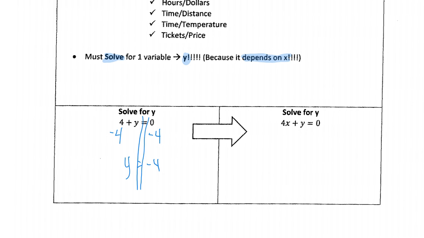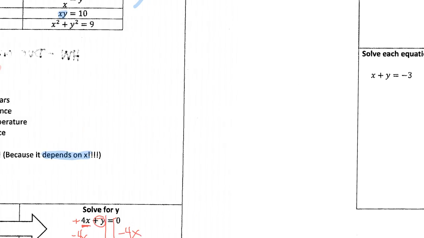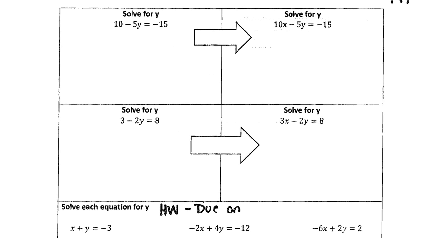Okay, so hopefully that was relatively simple. So let's look at this next one. What's really different? Instead of just a 4, it's a 4x. But we still need to solve for y, so we're going to do the same thing. What's the opposite of a positive 4x? A negative 4x. So we're just going to subtract 4x on both sides. So my equation is y equals -4x. So all we're doing, instead of solving for x, is solving for y. So let's go to the next page and look at these next couple examples.